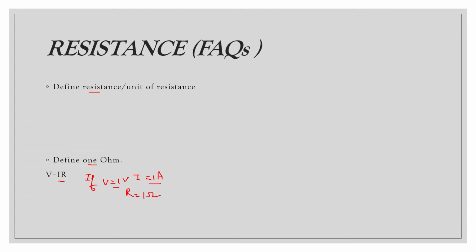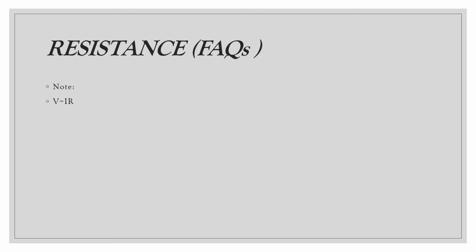Now before we move on to the next topic, we have to remember a very important thing, that is, in the formula V equal to IR, resistance is a constant provided the temperature remains the same. Now what do we mean by this? It means if you increase potential difference, that will increase your current only, not the resistance.